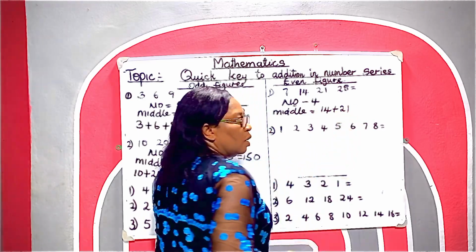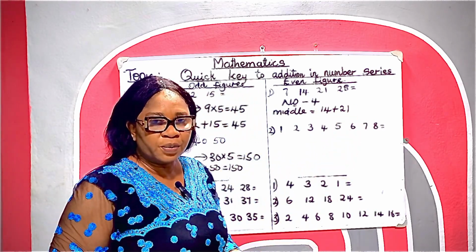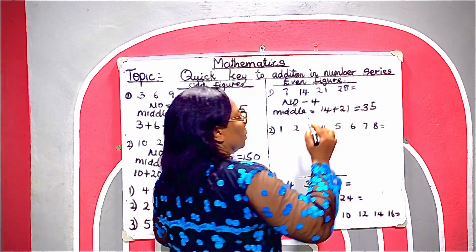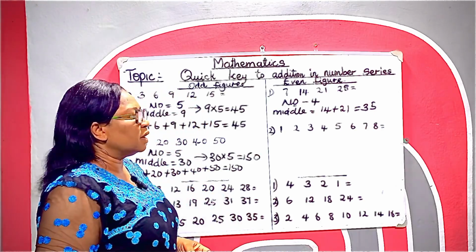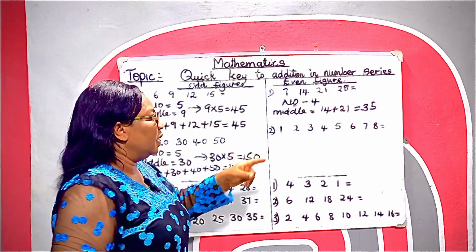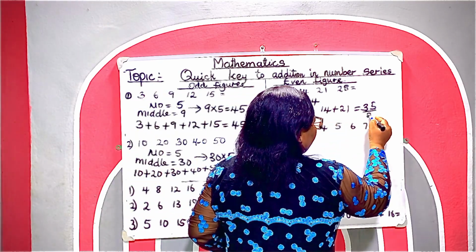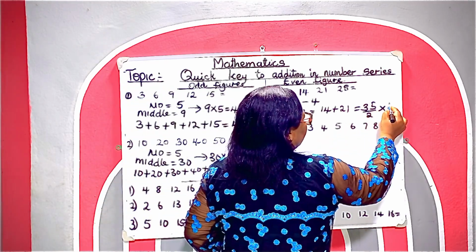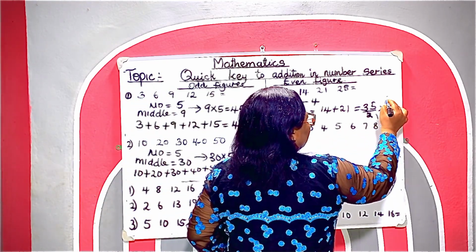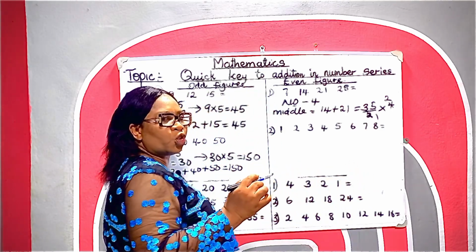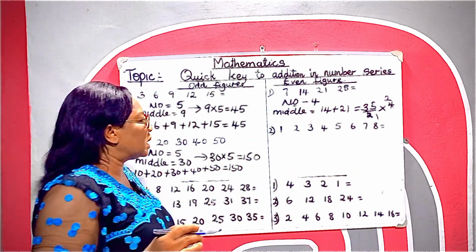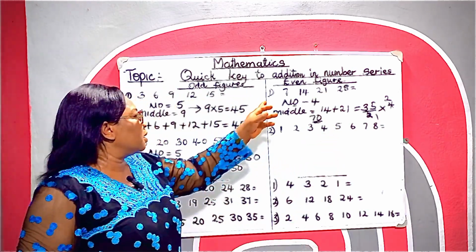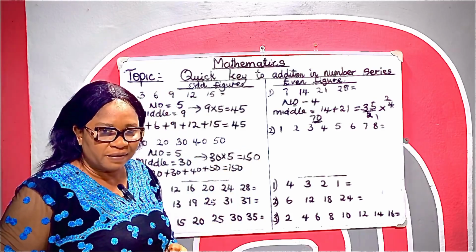14 and 21 are in the middle. 14 plus 21 will give you 35. Then that 35, divide by 2, times the number of the series. 2 divides itself, so 35 times 2 will give us 70. And when you add all of these, you will get 70.